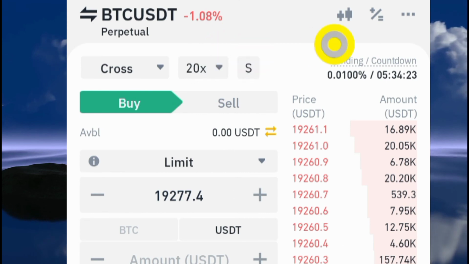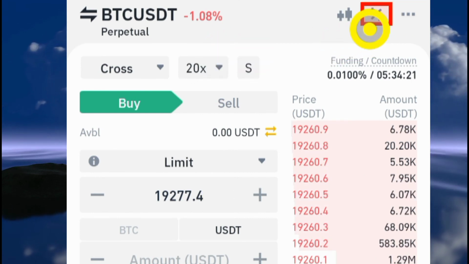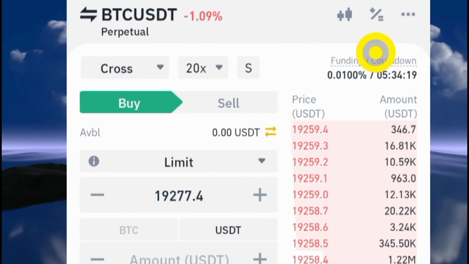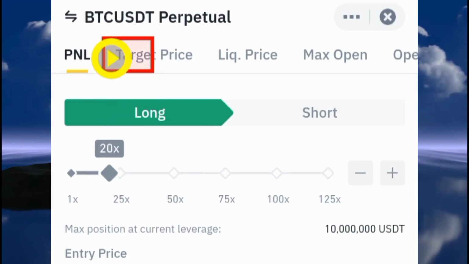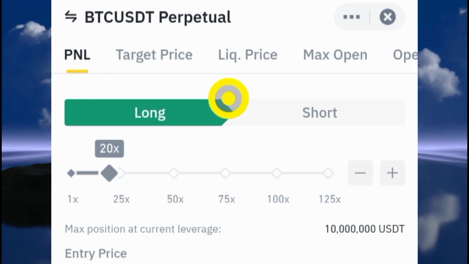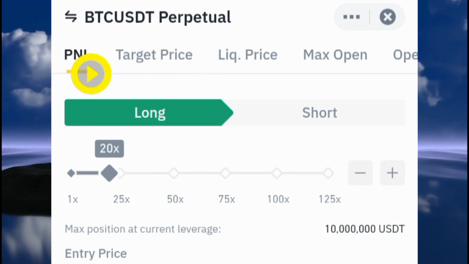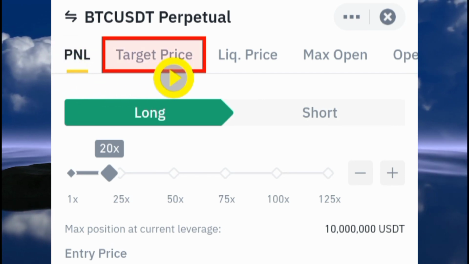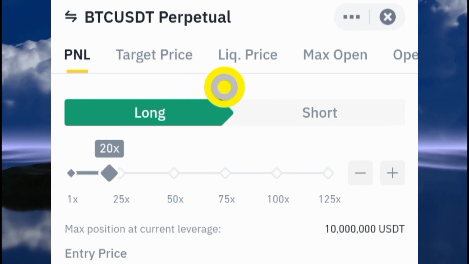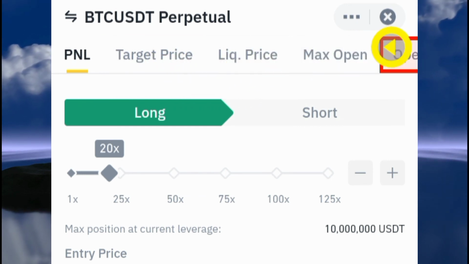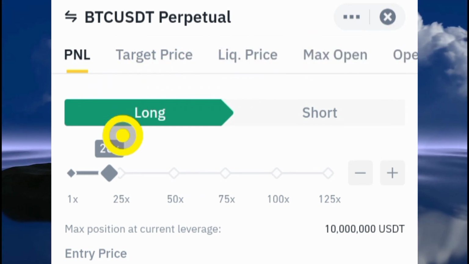Now another thing very important is to be able to use the Binance calculator. So if we click on that symbol there, that would bring us here, and there are a lot of things you can calculate using the Binance calculator. This PNL means profit and loss. This one means target price, this means liquidation price. And there are other things to calculate. These things are very easy.